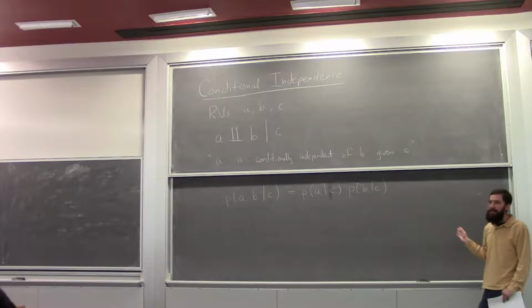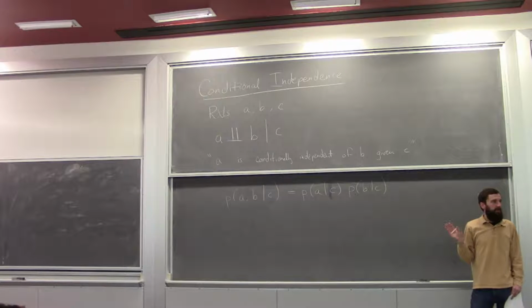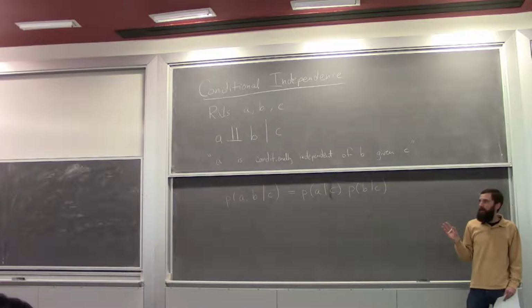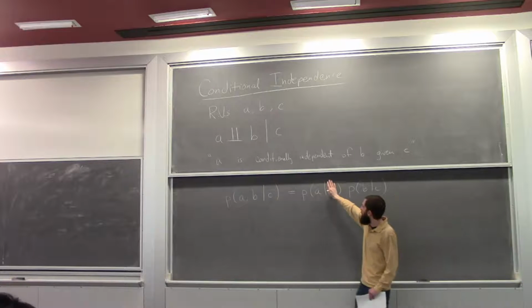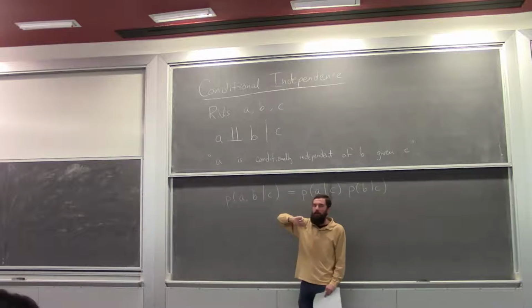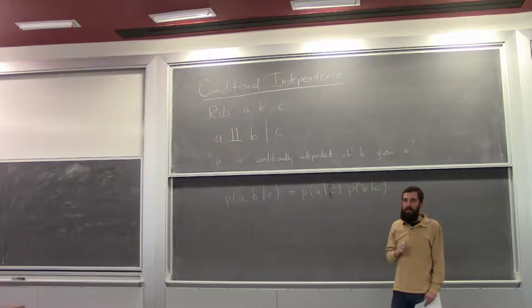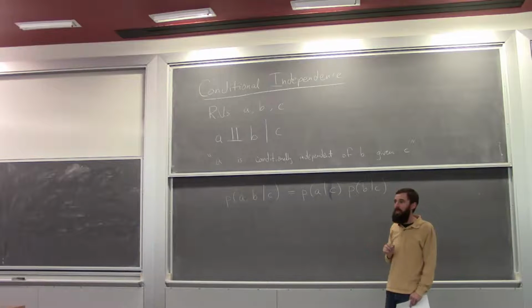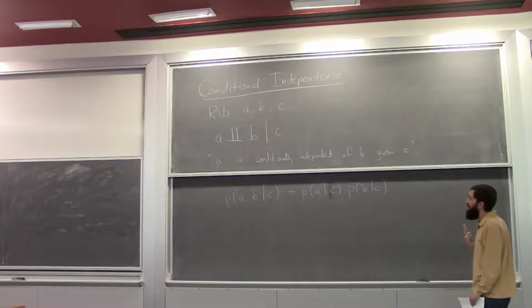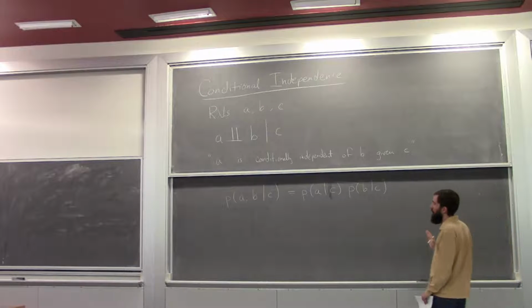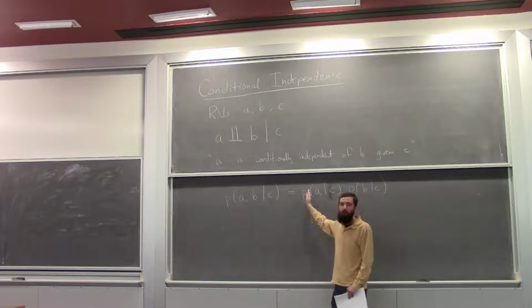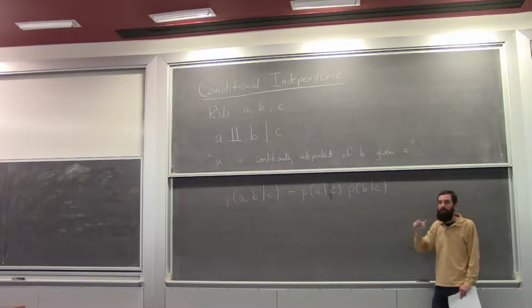Okay, and of course, this mirrors the definition of independence, right? If I just didn't have this given C in all 3 of these probabilities or PDFs, it would be the definition of independence of A and B. So the only thing we do when we talk about conditional independence is take the definition of independence and add a condition to all the probabilities involved.